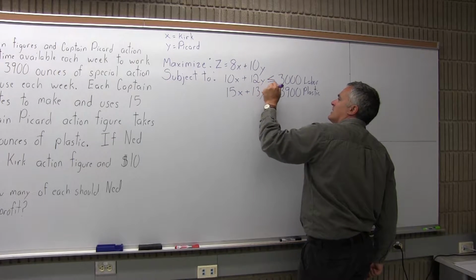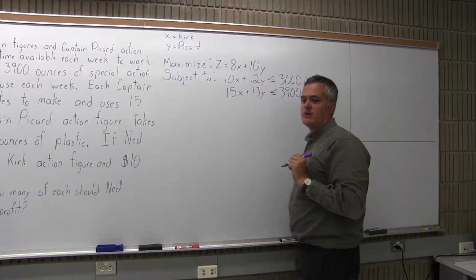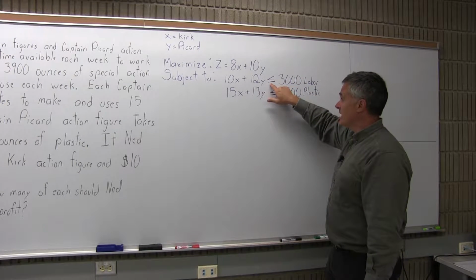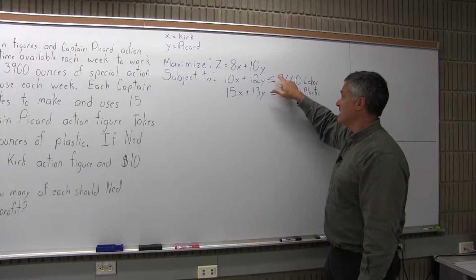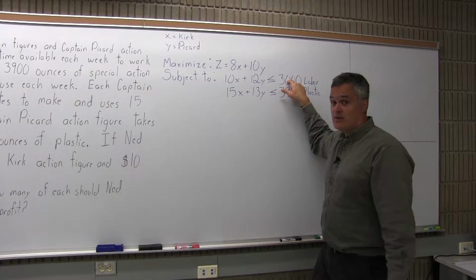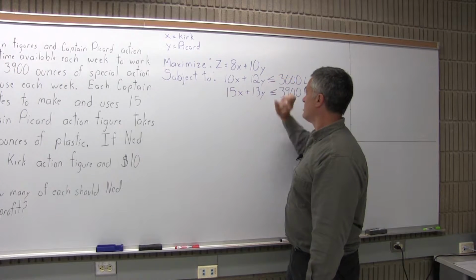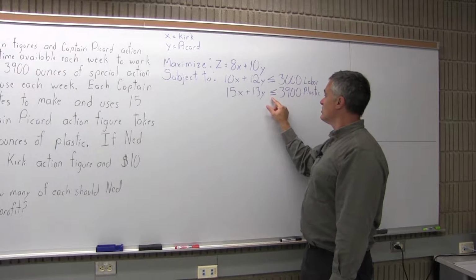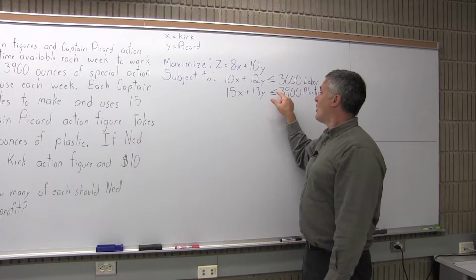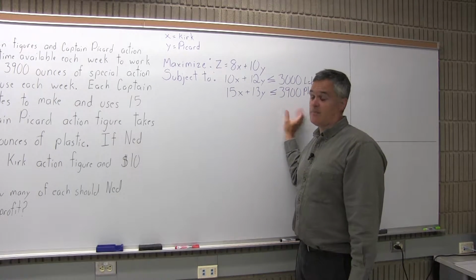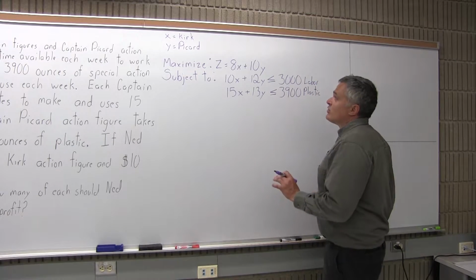and each constraint is an inequality with a less than or equal to. If you have 3,000 minutes of labor, you can use all 3,000 or a little less, like say 2,980. You can't use 3,010 minutes of labor if you only have 3,000 available. It has to be 3,000 or a little less. Same thing with the plastic. You can use all 3,900 ounces or a little less. You can't go 3,920 because you only have 3,900. So that's the third step.